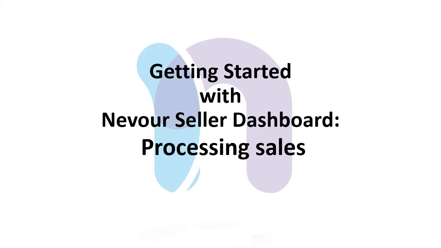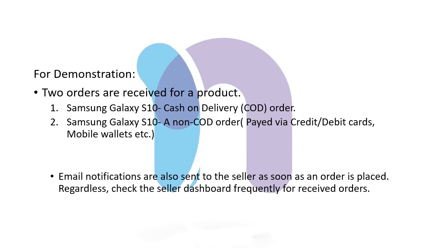Processing your sales. For demonstration purposes, let's take that I have received two orders for a product. Order 1, Samsung Galaxy smartphone. This is a cash on delivery order. Order 2, Samsung Galaxy smartphone, but this is a non-cash on delivery order.